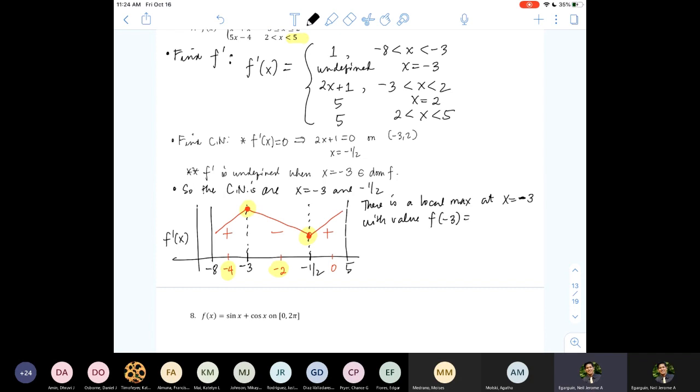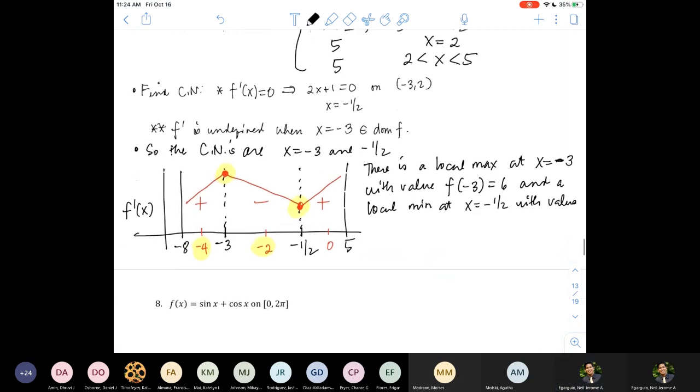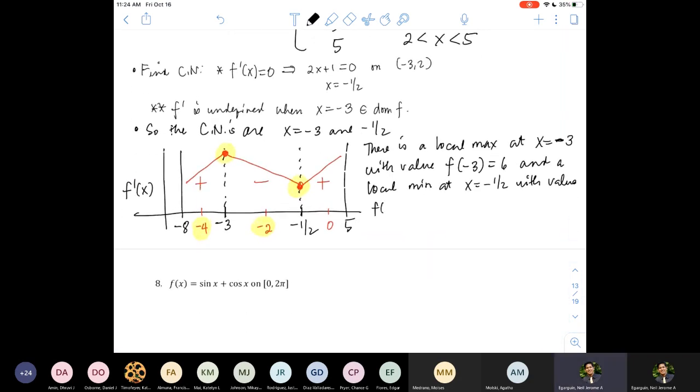If we plug in -3 into the function, we'll get 6. Okay. And the local minimum at x equals -1/2 with value f of -1/2. Plug it into f, we get -1/4.